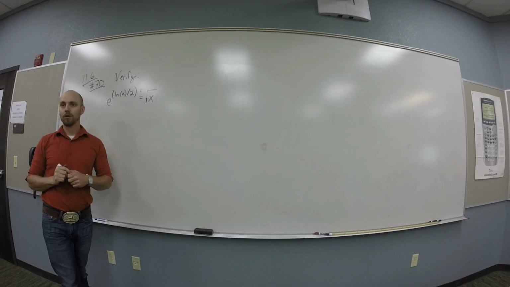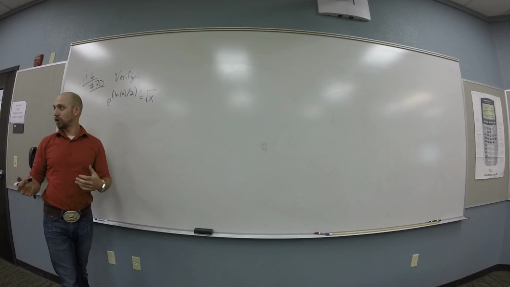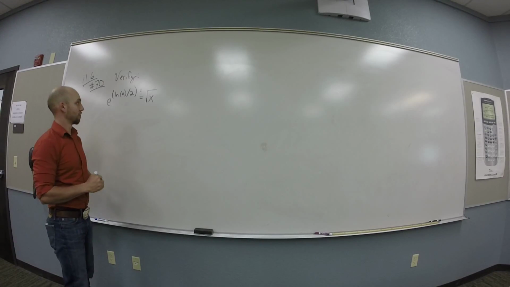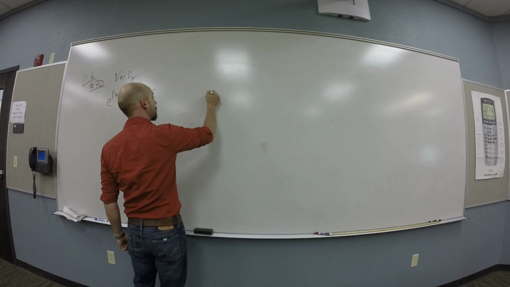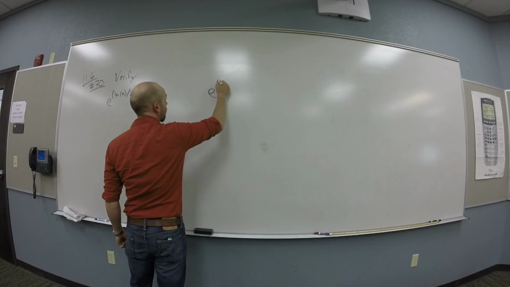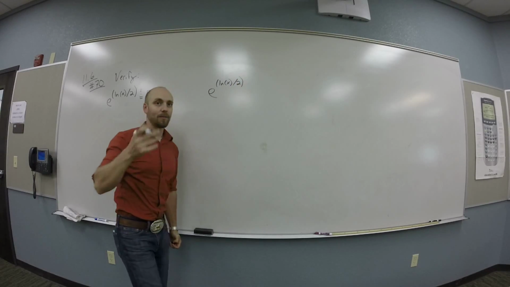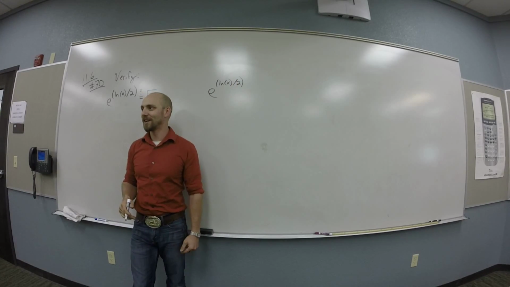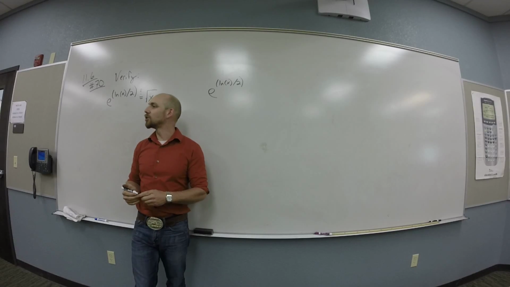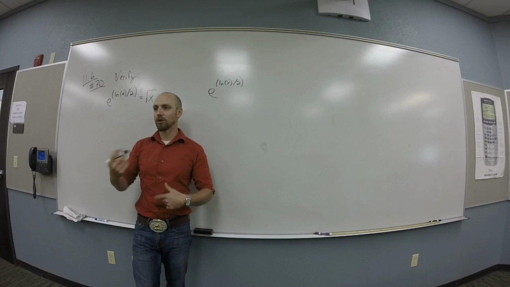So to start this, you start with one side. Like, for instance, I'm going to start with the e to the log of x over 2. I recommend that you start with the more complicated side. It's usually easier, this way I can deconstruct instead of having to create.